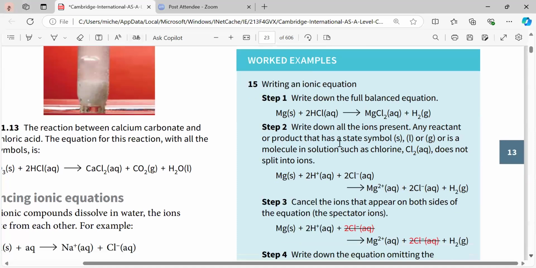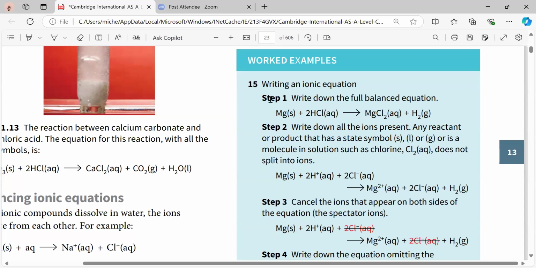Okay, so now we're going to write the full balanced equation. So we have magnesium. Magnesium is solid. And then here we have hydrochloric acid in aqueous form, magnesium chloride, and then hydrogen.